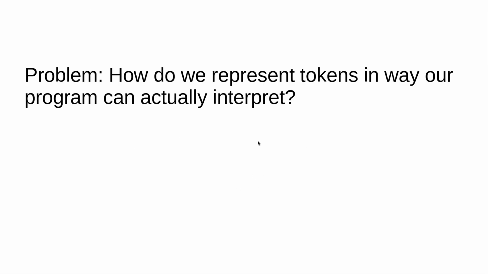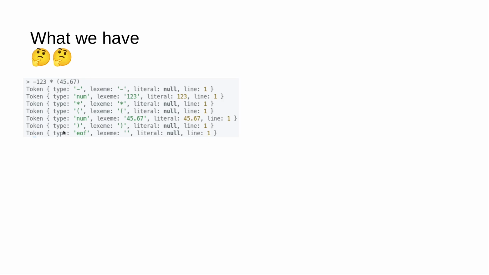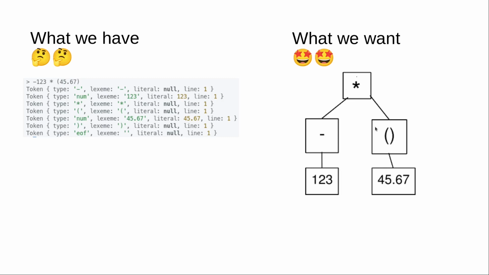Now, the problem we're trying to solve is how do we represent tokens in a way our program can actually interpret? As a brief recap from the previous video, we don't know what order this expression should be evaluated. This is what we have, a series of tokens. And what we want is something like this, a syntax tree where the series of operations is very clear and unambiguous compared to this. We know that we're going to evaluate this negative with the number and then everything in the parentheses, and then at the end we multiply them. It's very clear what's happening here in the syntax tree.